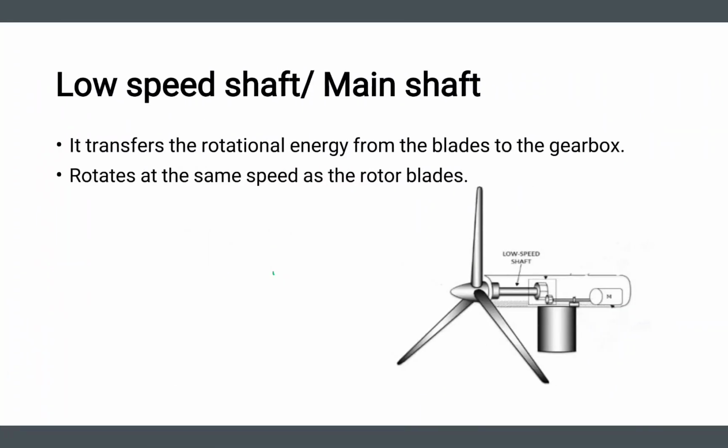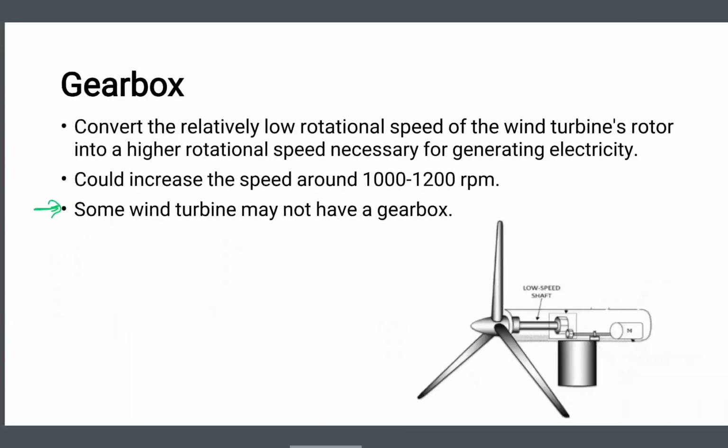The next component is the low speed shaft, also known as the main shaft. It transfers the rotational energy from the blades to the gearbox. So these blades are rotating, and this shaft, which is directly connected to these blades, is also rotating, and it is rotating at the same speed as the rotor blades. Let's say this is rotating at 5 rpm, then your low speed shaft is also rotating at 5 rpm.